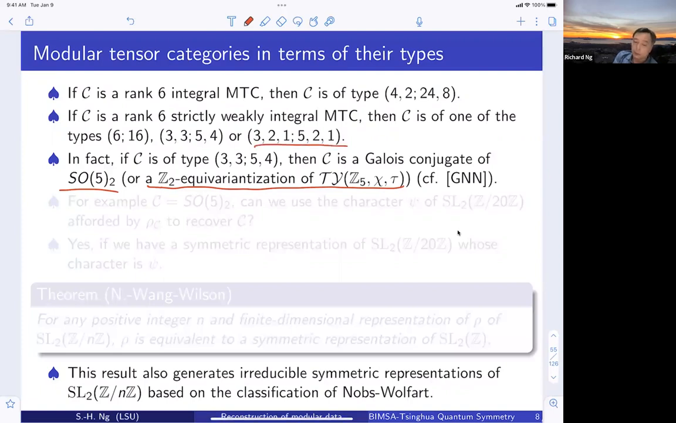You can still do it. Eric introduced the notion of assessing. You can assess the SO5 level 2 to get this one. But in fact, there's also a Z2 equivalentization of the Tambara-Yamagami. So these two are related in several different ways. You refer to GNN, which is Gelaki, Nikshych, and Naidu's paper. In the paper, you will see that both of these categories are there.